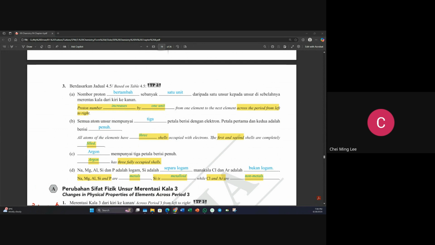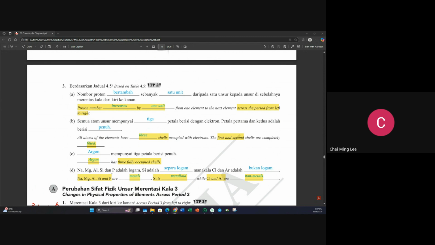The only difference is how many valence electrons they have. The first and second shells are completely filled: first shell 2, second shell 8, fully filled. Argon has 3 fully occupied shells.